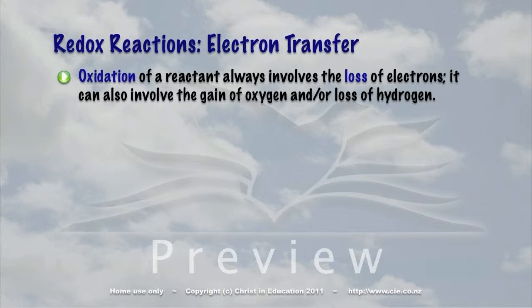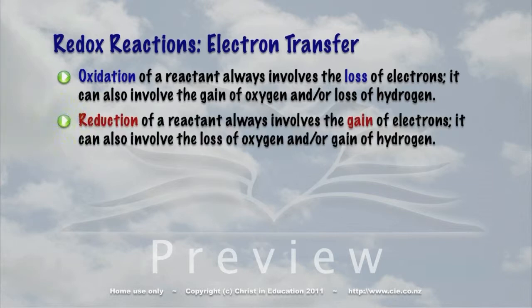Now, oxidation of a reactant always involves the loss of electrons. It can also involve the gain of oxygen and or the loss of hydrogen, but not necessarily so. So you are safe sticking with electron transfer. Now, reduction of a reactant always involves the gain of electrons. It can also involve the loss of oxygen, which is what people originally focused on when discovering oxidation reduction reactions. It can also involve the gain of hydrogen.